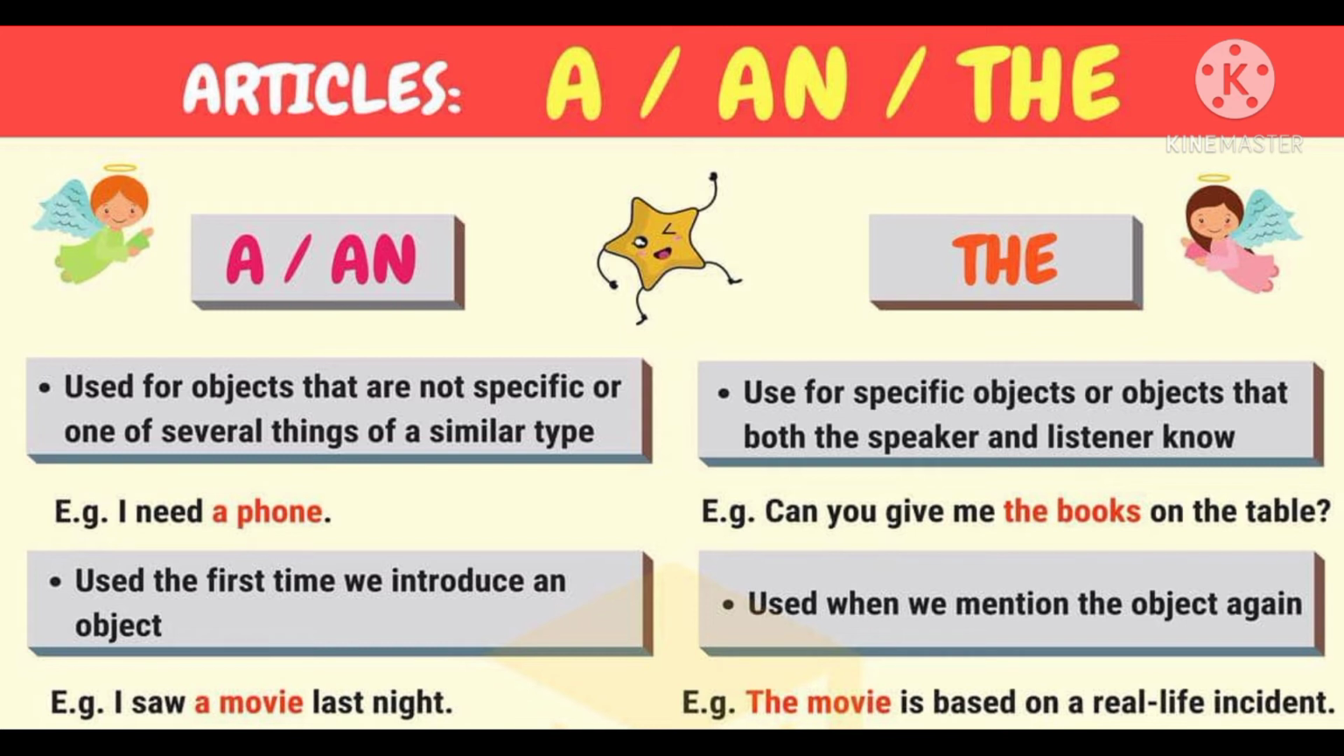But the is used for specific objects, or objects that both the speaker and listener know. Example, can you give me the books on the table? And also the is used when we mention the object again. The movie is based on a real life incident. So for the first time I said I saw a movie, and the next time I am saying that particular movie which I saw last night is based on a real life incident.